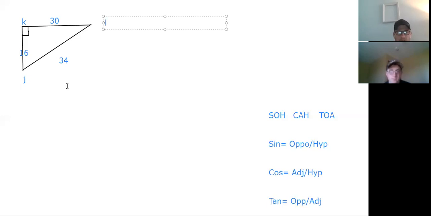So let me ask you this: which one of these is my hypotenuse? Which is the biggest? 34. There you go. So this one will always be the hypotenuse, always, for this problem 16.